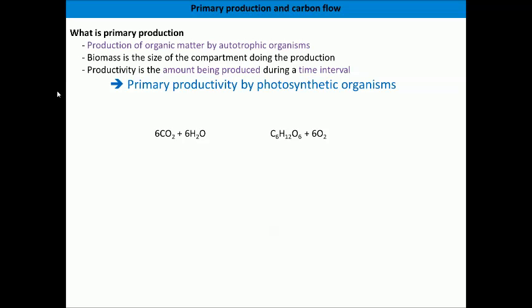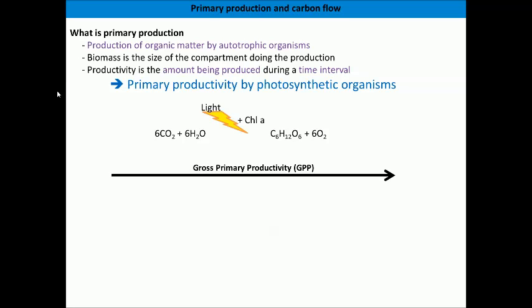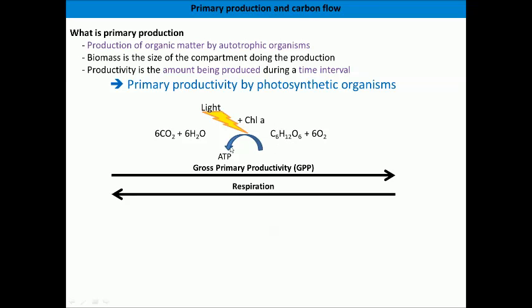I'm assuming you're all familiar with this particular relationship, but the reason I'm showing it is because I want to define clearly what is gross primary productivity, which is the net production of organic matter going this way, and respiration, the reverse process which results in the production of ATP. The difference between these two processes is net primary productivity.